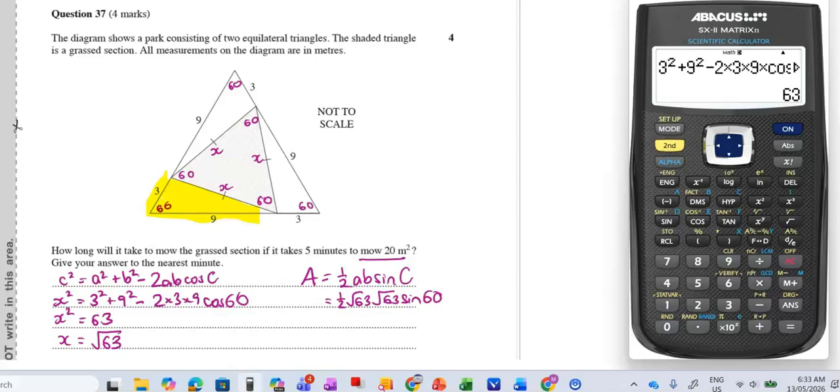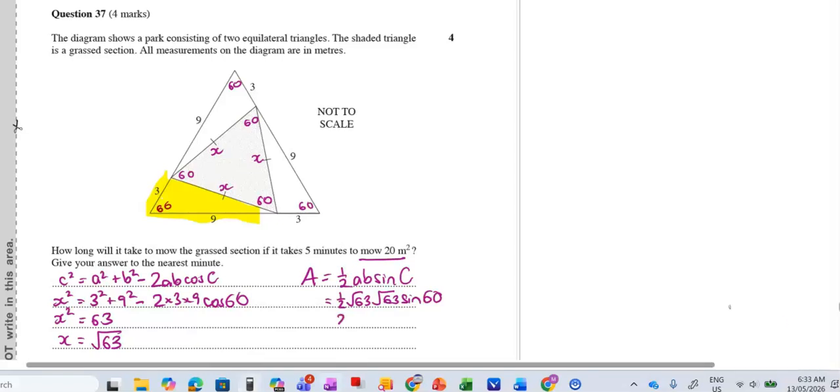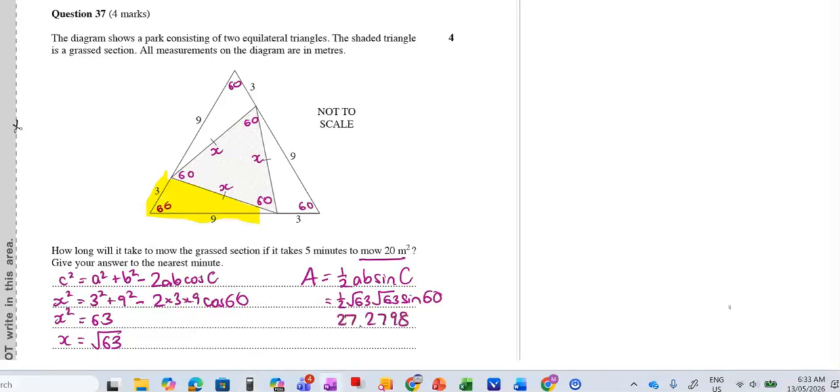So I can do that. So I've got a half of root 63 times root 63 times sine of 60. Okay, I got 27.2798. That's in metres squared. Just take care to give them actually what they want. They don't want to know that number. They want to know how long does it take to mow.